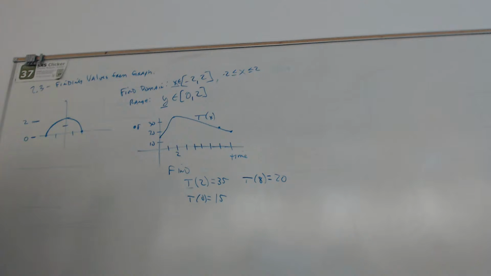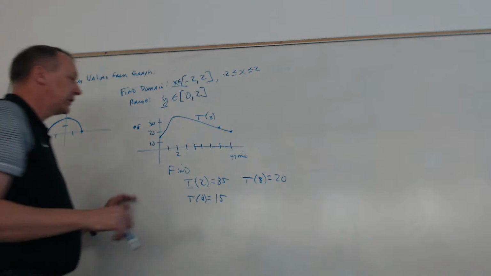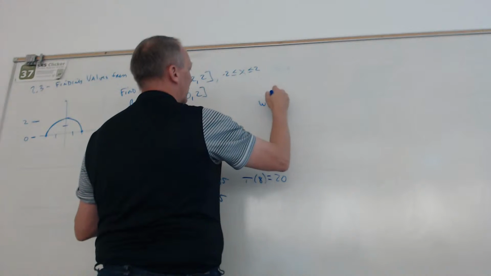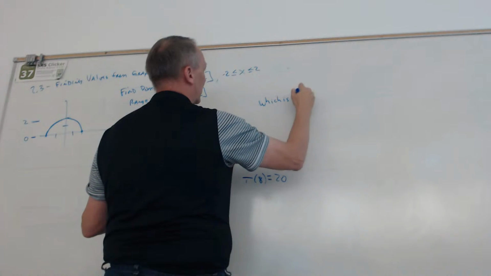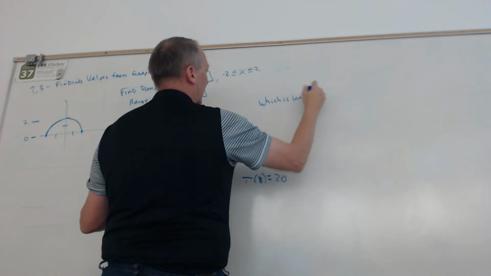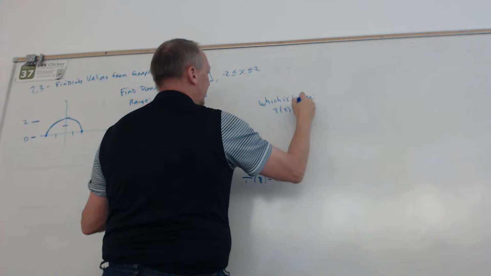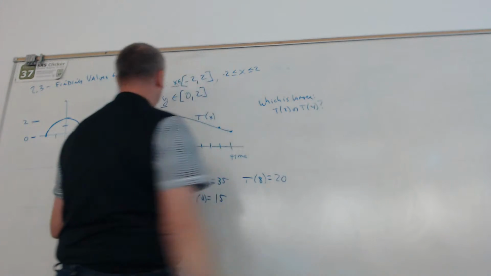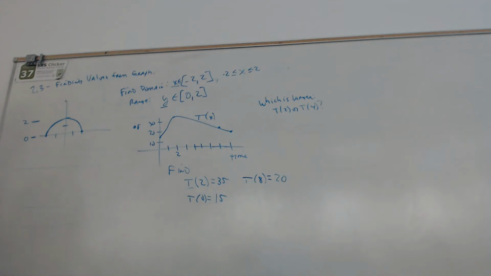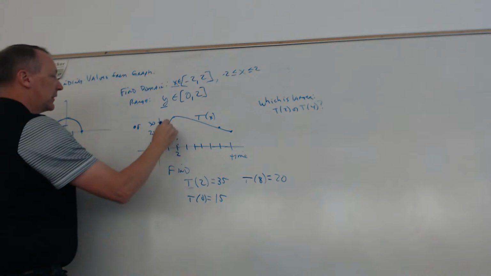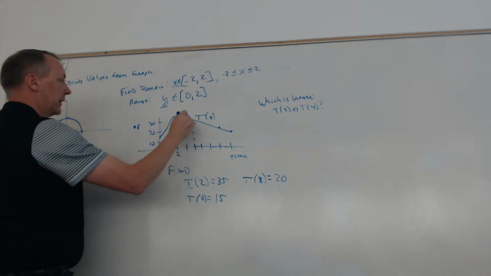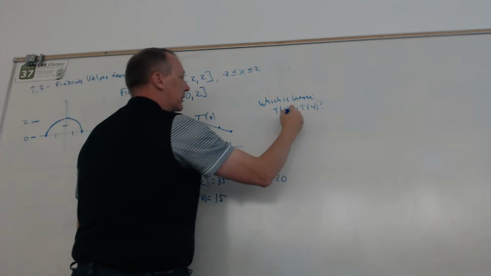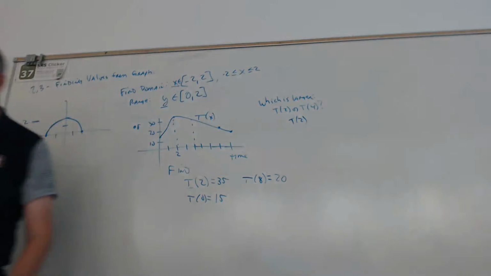That looks good. Okay? Which is larger, T of 2 or T of 4? 2. So 2 is right here, and 4 is right here, so yeah, T of 2. Okay?